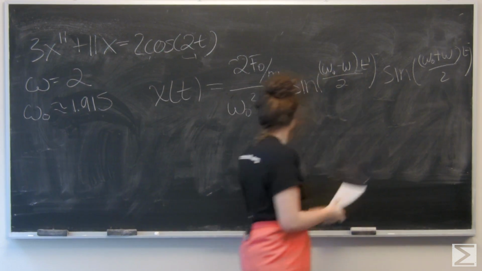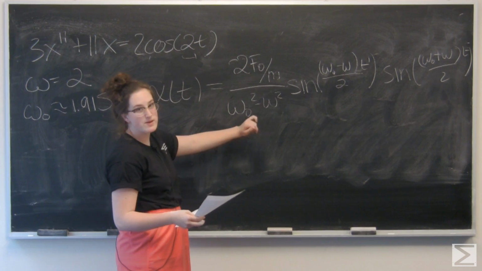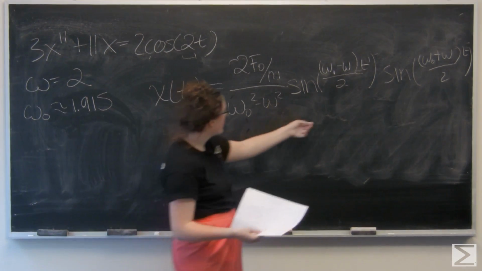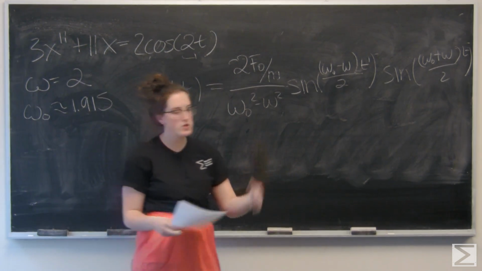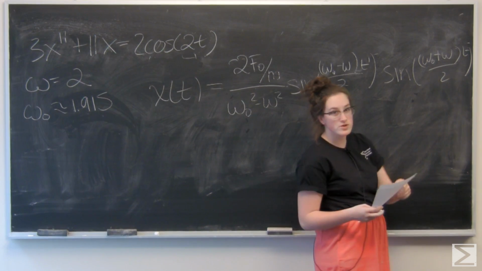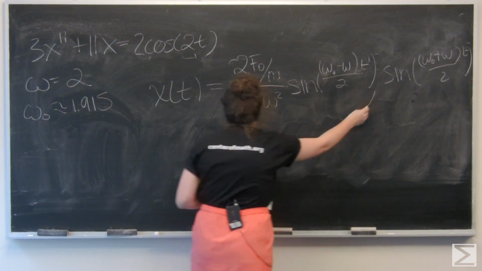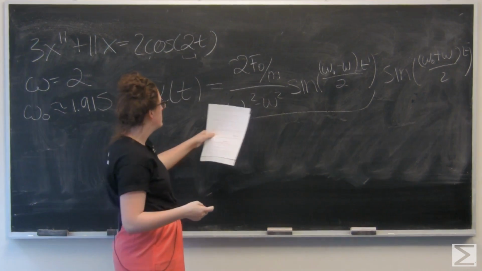And it is a long one, but it is 2 f naught over m over omega naught squared minus omega squared times sine of quantity omega naught minus omega times t all over 2 times the sine of omega naught plus omega times t over 2. And this portion right here is my amplitude.